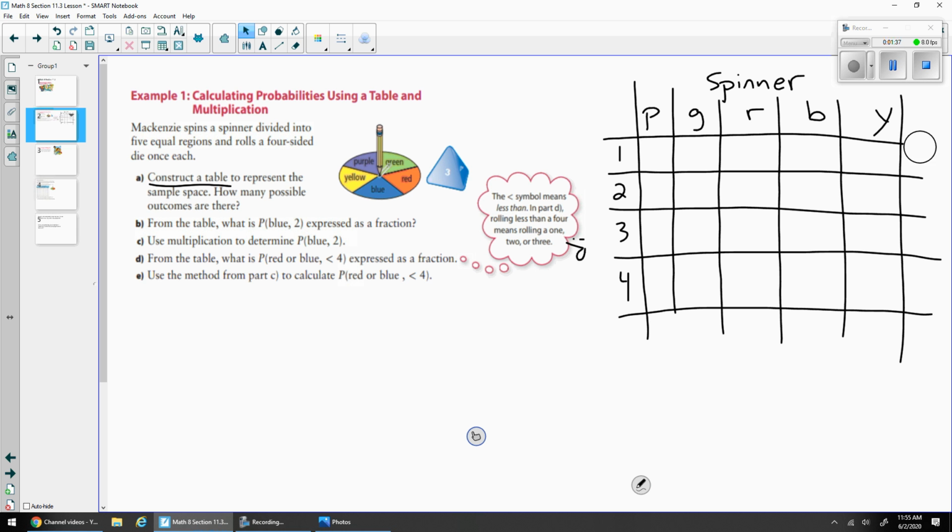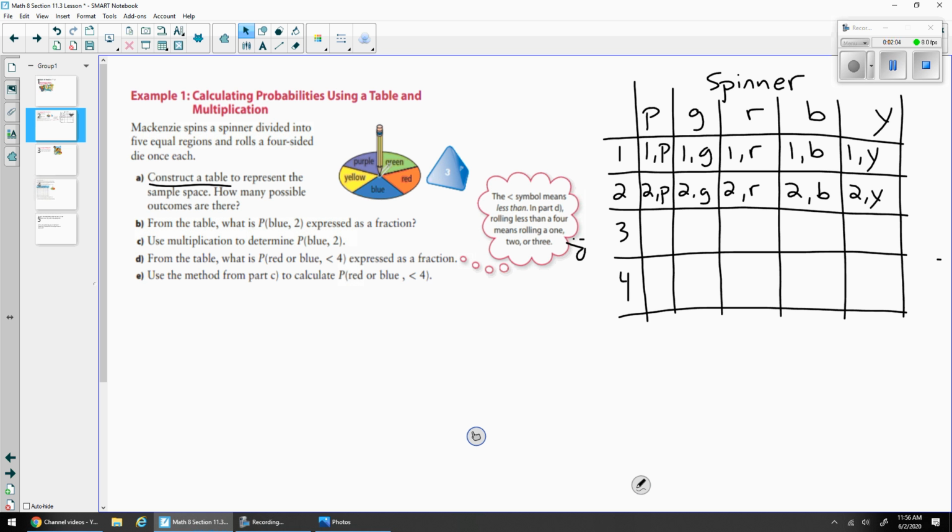Okay, I can erase those ends. Sort of make it a bit neater. There we go. And now I can fill it in. So you could roll a 1 and spin purple, roll a 1, spin green, roll a 1, spin red, roll a 1, spin blue, roll a 1, spin yellow, 2 in purple, 2 in green, and so on. So you just spend the time filling this out.